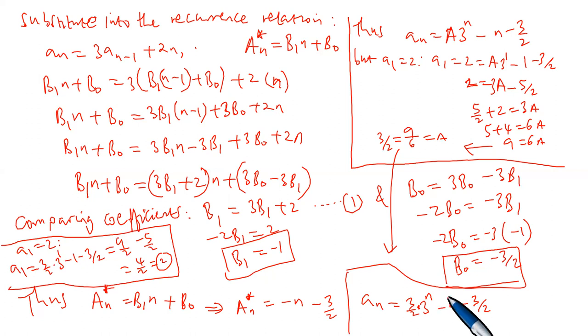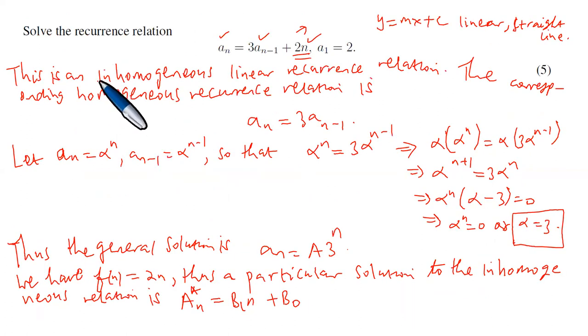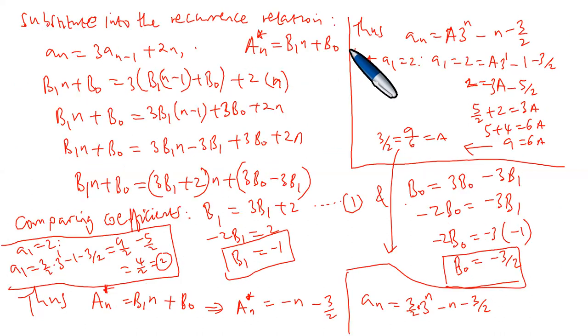So we have just demonstrated how to solve an inhomogeneous linear recurrence relation. So you can always check your answer by checking if the initial condition is satisfied, and we can see the initial condition is satisfied. I was just checking in that little block there.